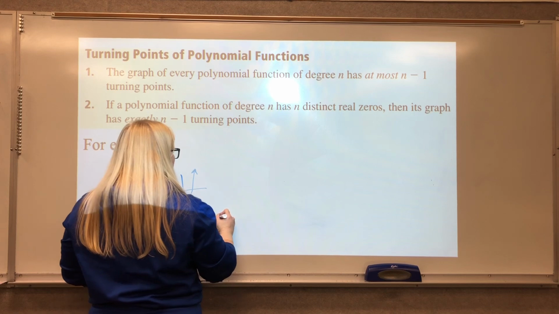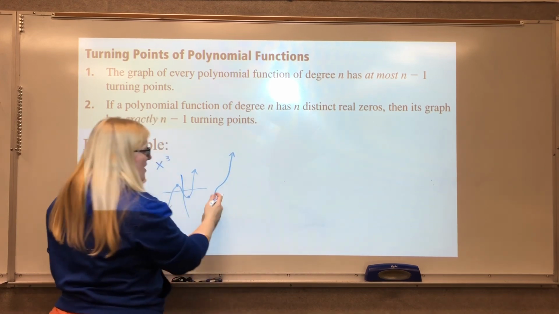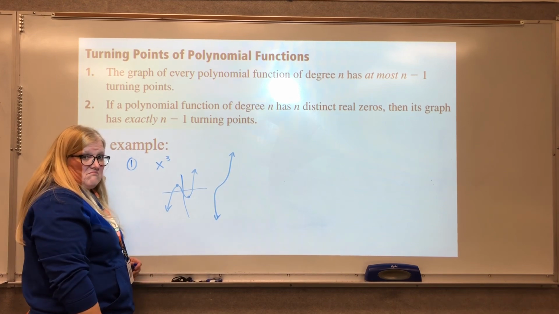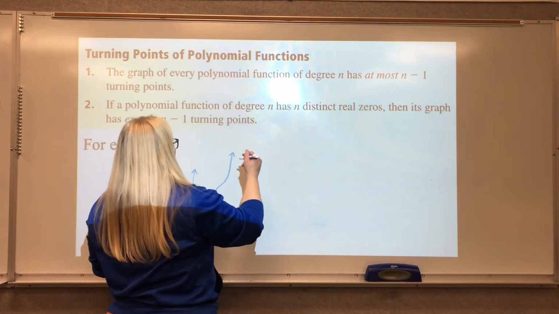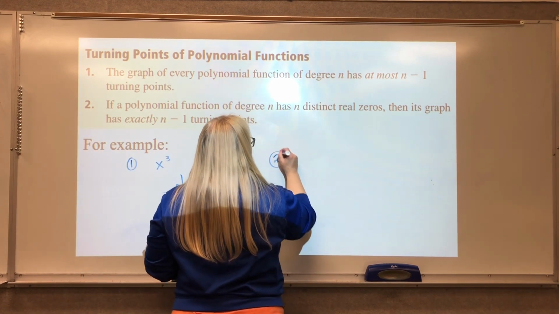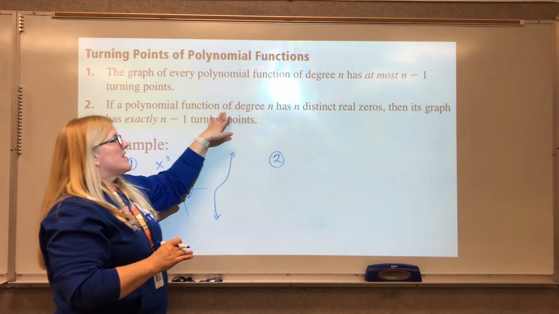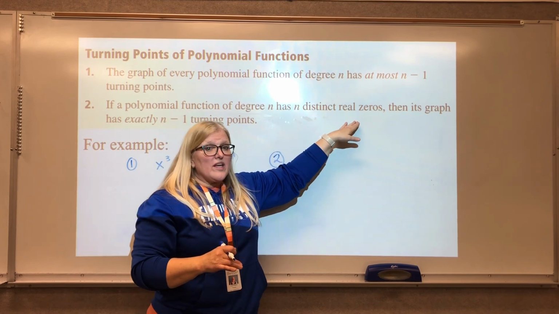But an x to the third can also look like this, right? And how many turning points does that have? None. Okay? Now, the second rule says if a polynomial function of the degree n has n distinct real roots.